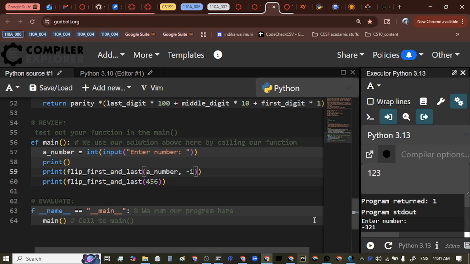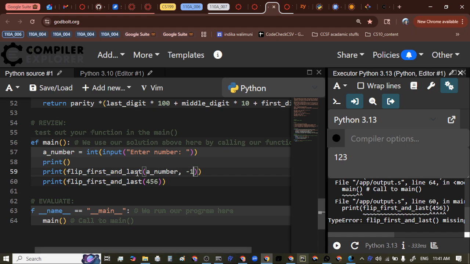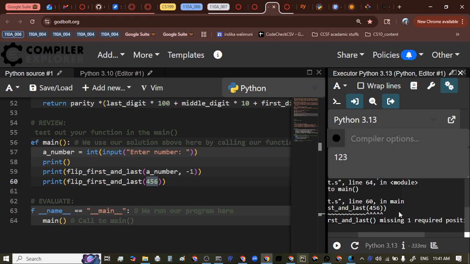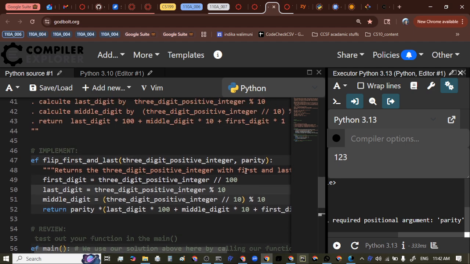So here now you can see that it's complaining. It's a type error. Why is it a type error? Because I have a function that must take two arguments, two parameters, but here I'm only supplying one. So the type is now mismatching. It's a type error, and it's saying, right, missing one required positional argument: parity. So I'm not doing that.